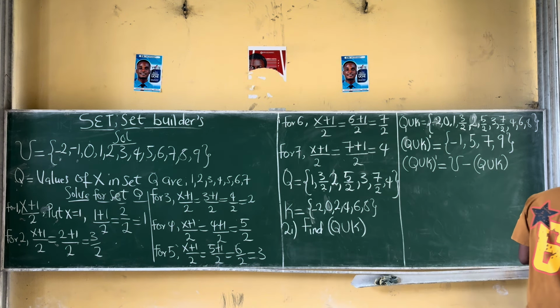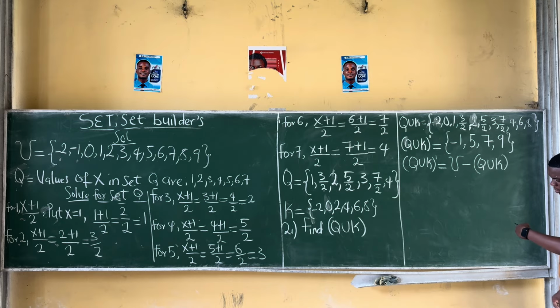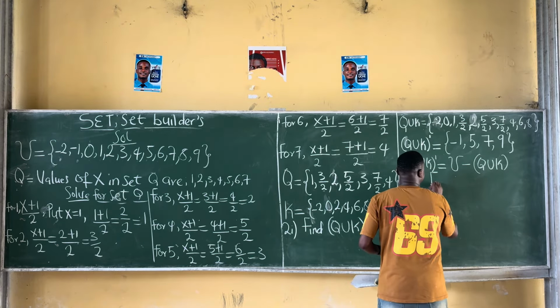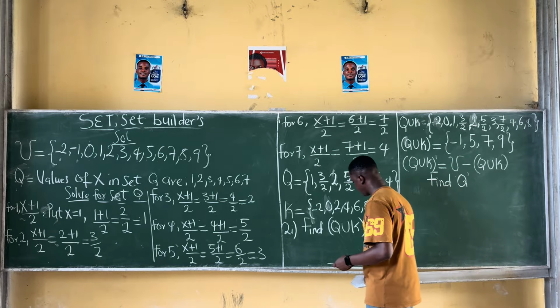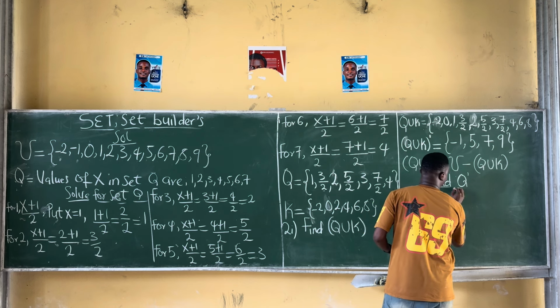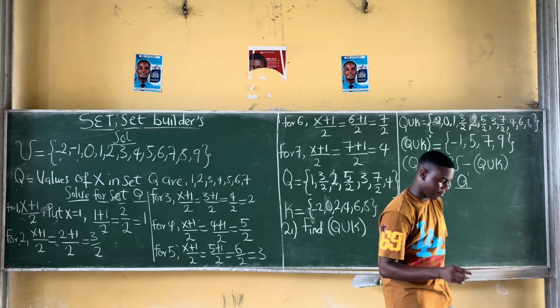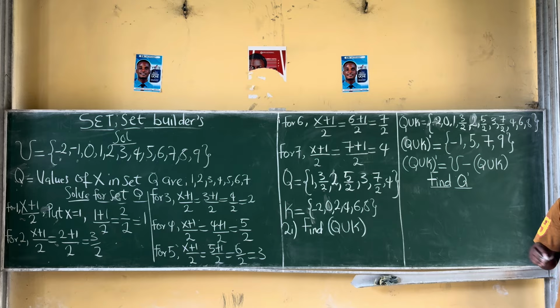Alright, next up. What else? Now they said we should find Q union K prime. What else? Let me go to the question. They said show that Q union K prime is equal to Q prime intersection K prime, right? So now the next thing we have to find is Q prime. So the next task is to find Q prime. Now, what do you understand by Q prime?